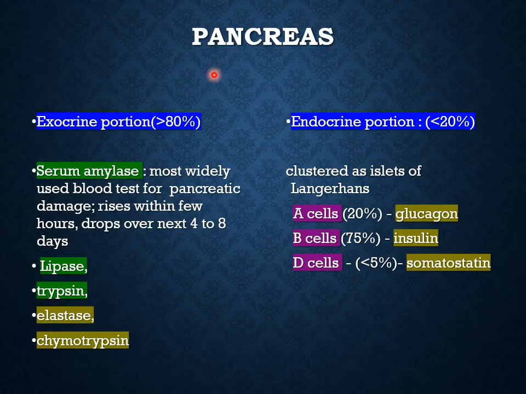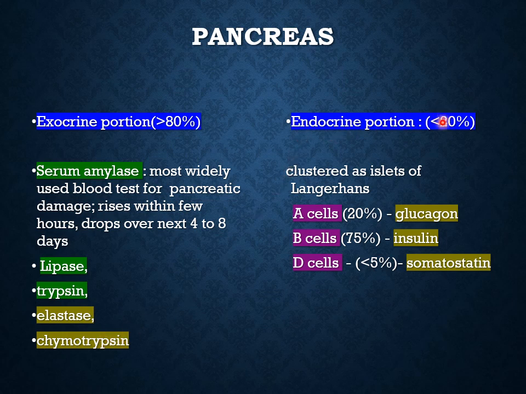As I said, the pancreas consists of an exocrine portion, which is the predominant component, and an endocrine portion, which contributes less than 1/4 of the gland. The exocrine portion is responsible for secreting serum amylase, the most widely used blood test for pancreatic damage, serum lipase, and serum trypsin. Lipase is for the digestion of fats and trypsin for the digestion of protein. Other enzymes include elastase and chymotrypsin.